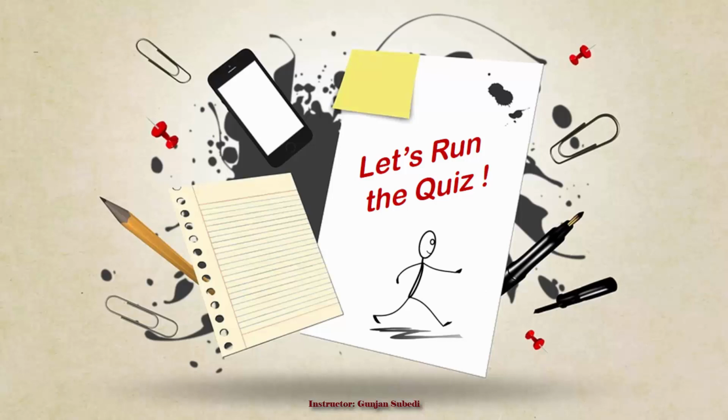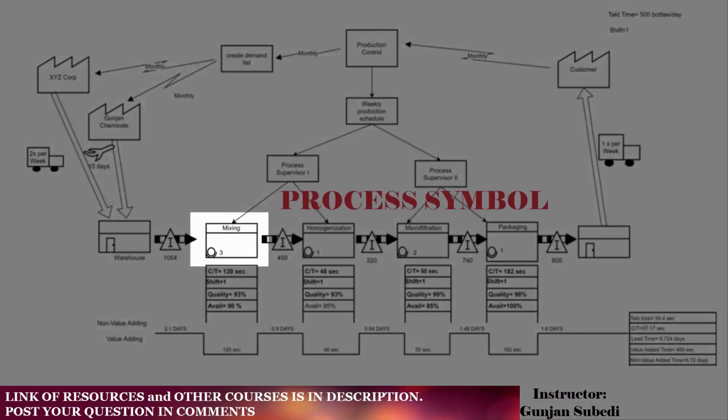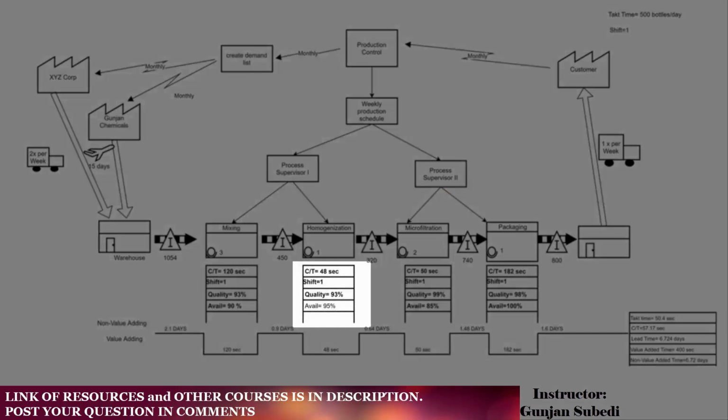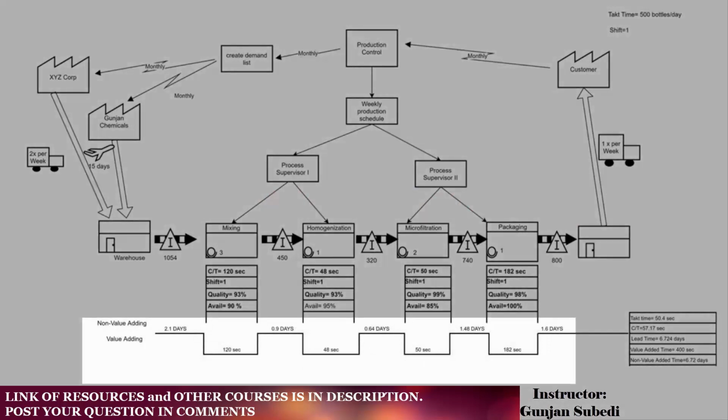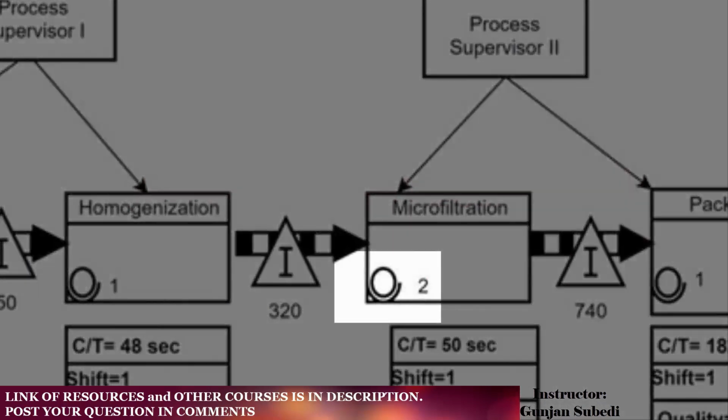Okay, after finishing all the important symbols of the series, we are now ready for the final quiz. I will dim all part of the screen and ask you to identify the symbol. Can you do that? First of all, can you identify this symbol? Yes, this is a process symbol. Can you identify this symbol? This is a process data box symbol as we studied earlier. Can you identify this symbol? This is a process timeline. And at last, can you identify this symbol? This is an operator symbol.